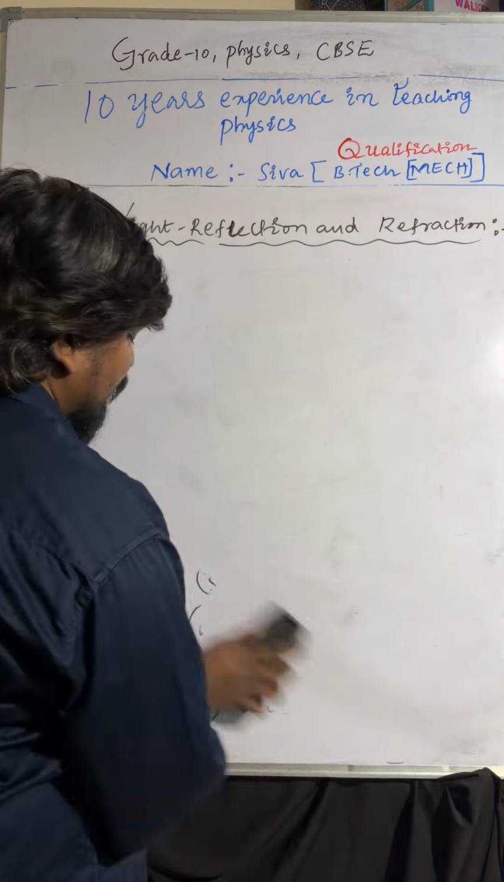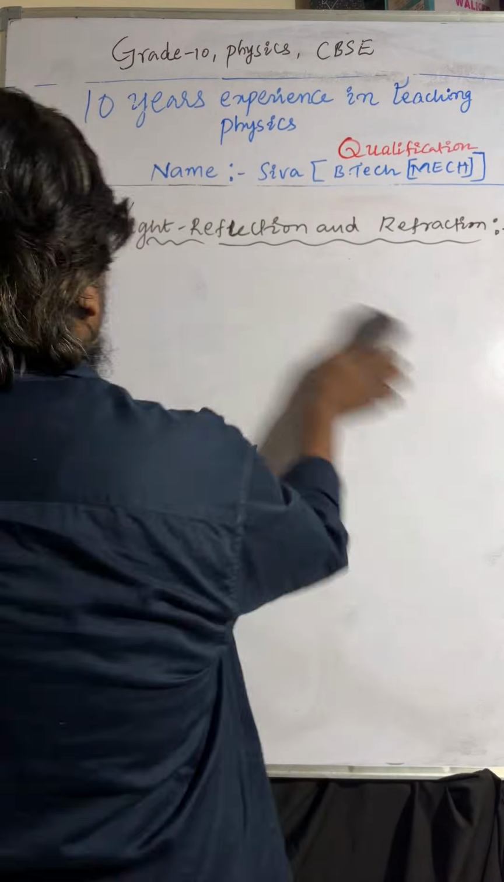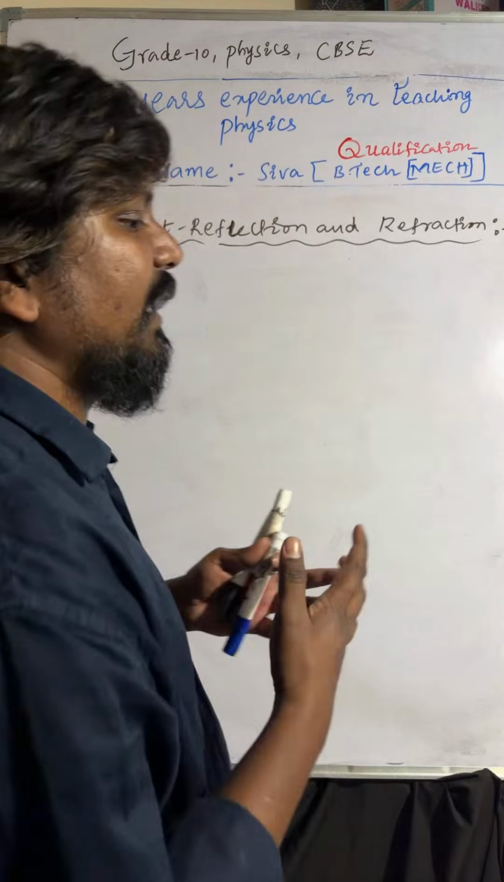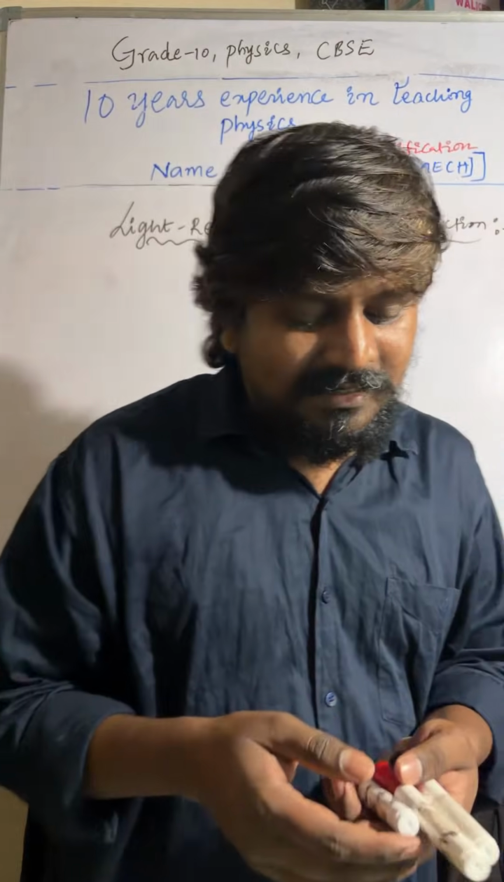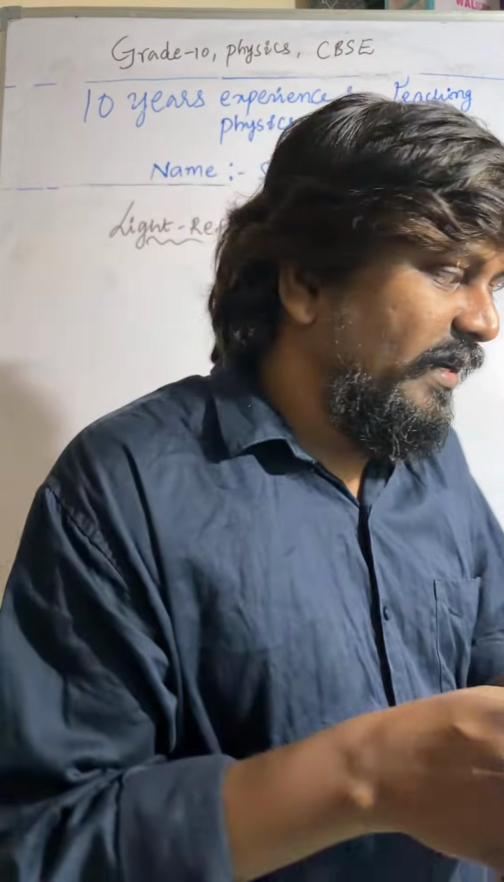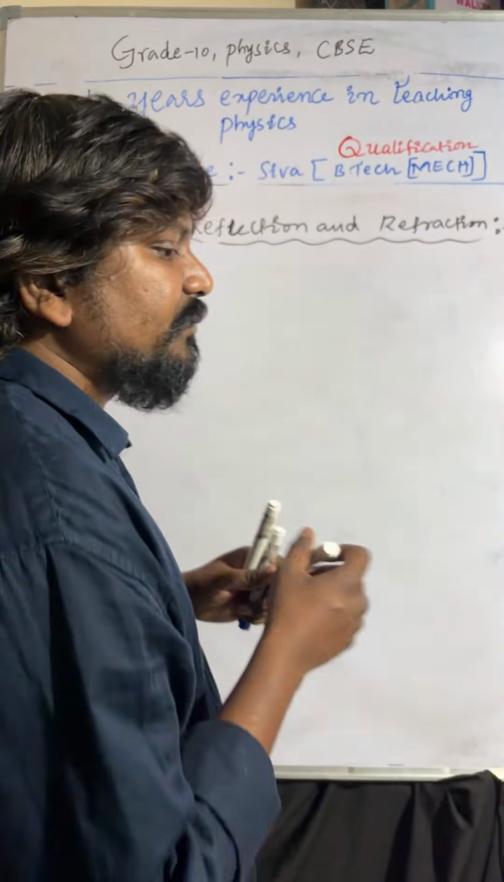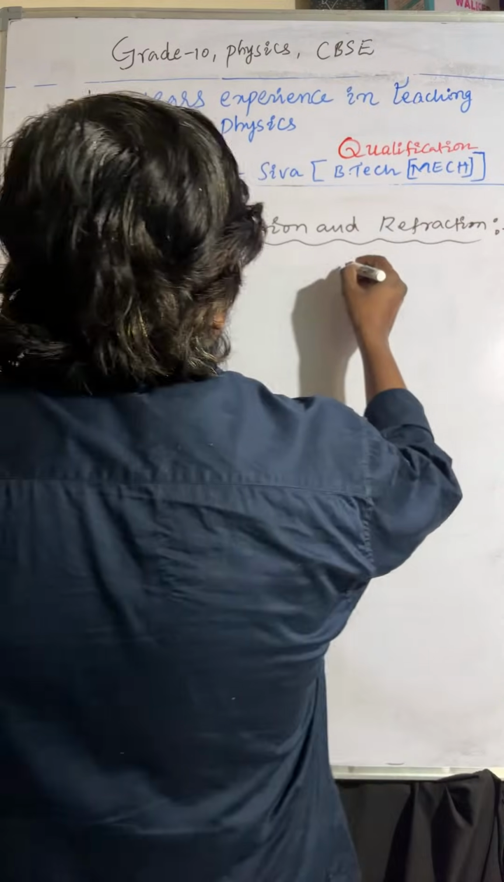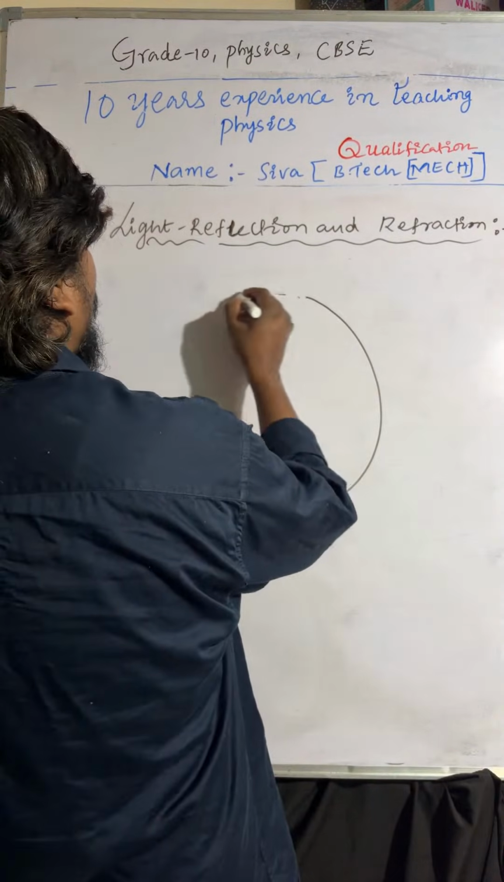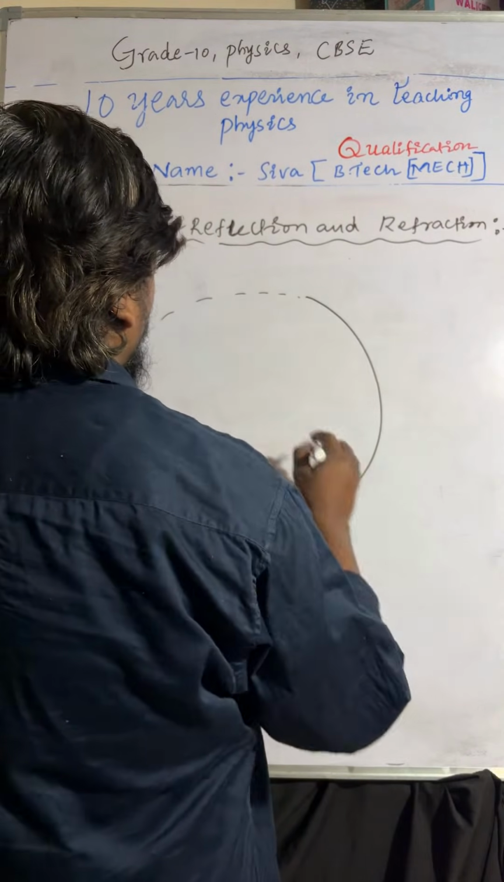Next one, we'll discuss one more point. So the plane mirror is completed. Next one, spherical mirror. There are two types of spherical mirrors: concave mirror and convex mirror. I'm taking here, you can take this as the concave mirror.